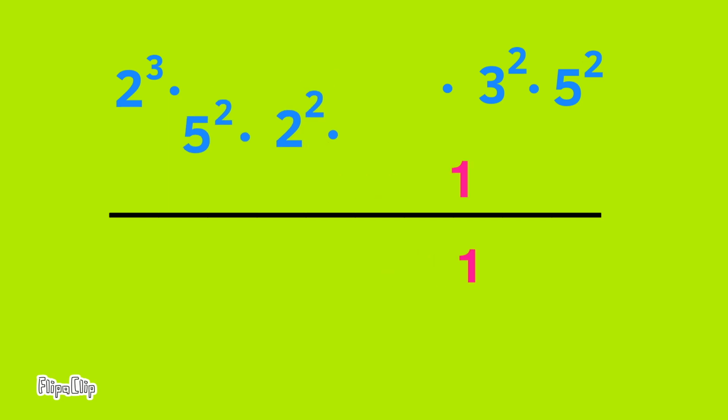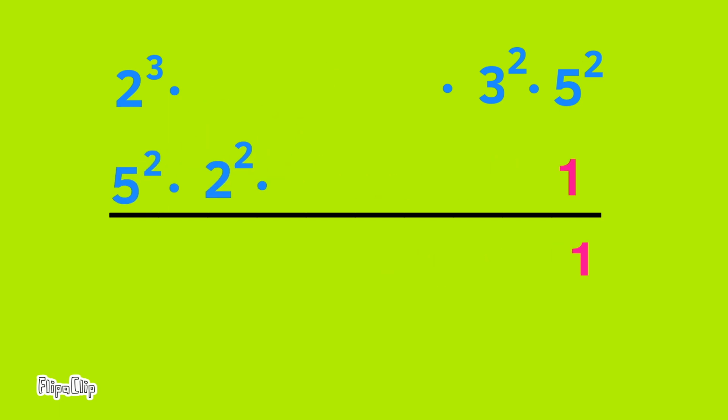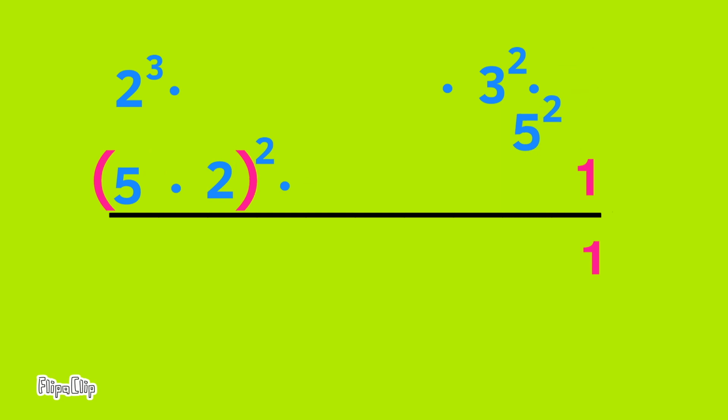I notice terms with the base of 5 and 2. I like that because 5 times 2 equals 10. 5 to the power of 2 times 2 to the power of 2 is the same as 5 times 2 all to the power of 2.